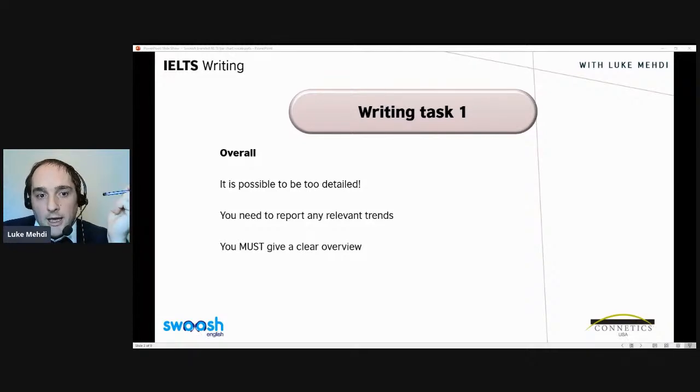Now, you'll hear people saying that in task 1 there is no maximum word count and you should be able to write as much as you like. That's true. But if you look on the task achievement band descriptors, under band 5, it says there is a tendency to focus on detail.